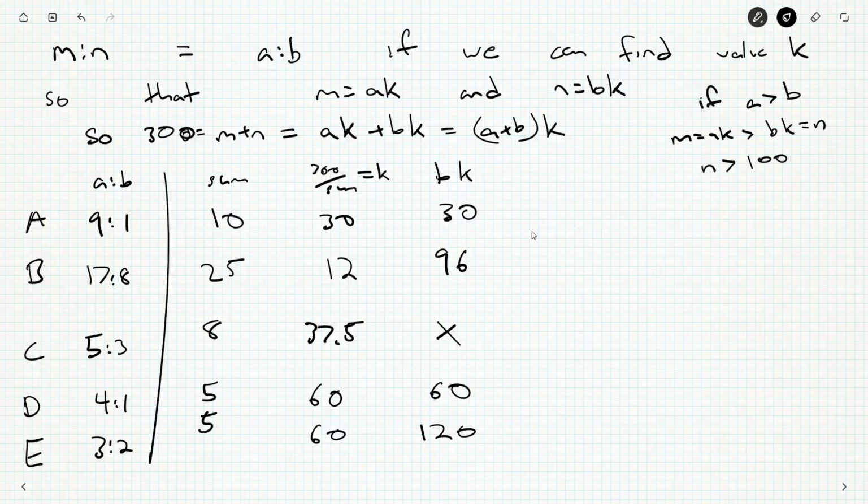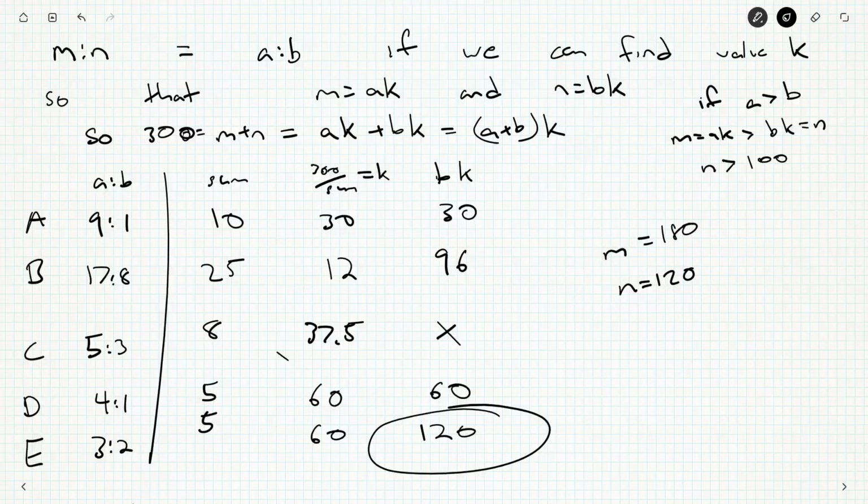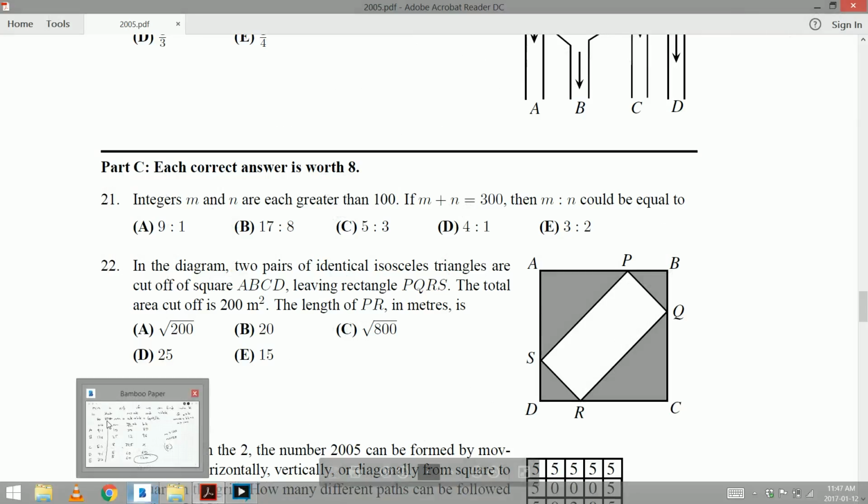Okay. So our answer is E. n is 120, and m would be 3 times 60, so 180. Yeah, both of them are greater than 100. E is our answer. Fantastic. So that's question 21.